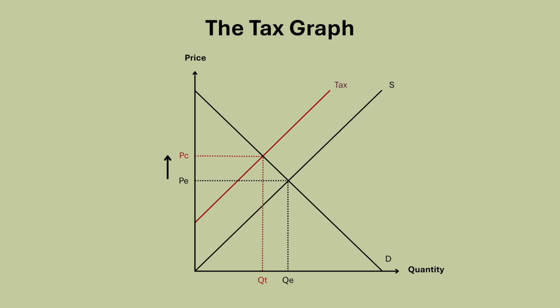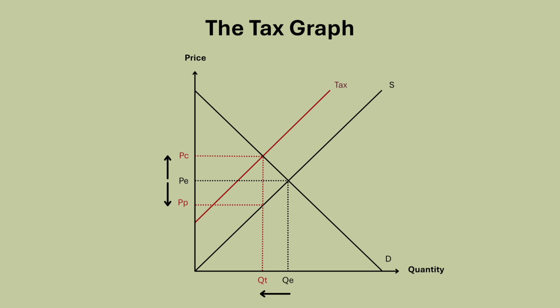Now this is the tricky part of the graph. Here we need to draw a dotted line going out to the price axis where the new quantity QT crosses over the original supply curve. We label this PP for the price that the producers receive. So you can see that the price the producers receive is lower than the original price PE. This is because the producers have to pay their part of the tax as well. So therefore they're getting less money than they would have originally.